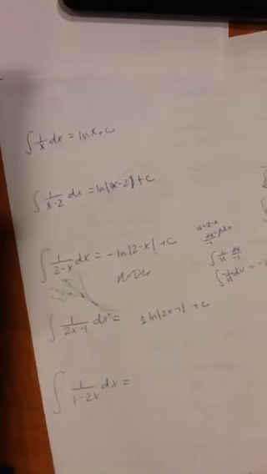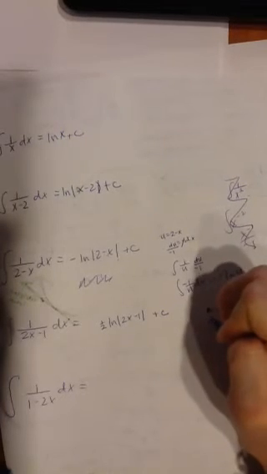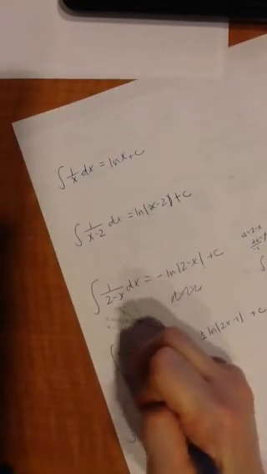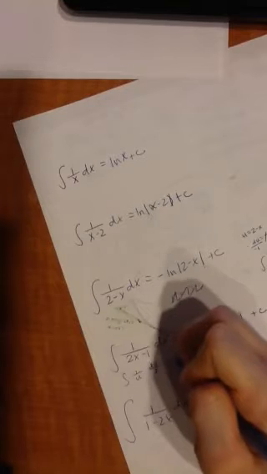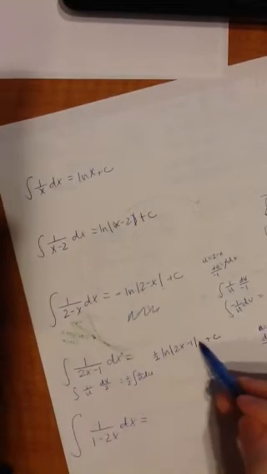Again, you can use u substitution. So if u is 2x minus 1, du would be 2 dx. Divide the 2 over to get dx by itself. This would just be 1 over u du over 2, which is 1/2 the antiderivative of 1 over u du, which is 1/2 natural log.